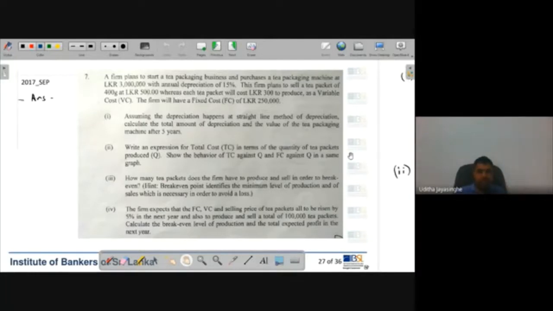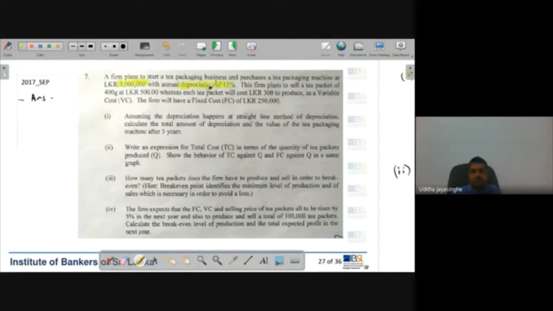Number 7. A firm plans to start a tea packaging business and purchase a tea packaging machine at 3 million with an annual depreciation of 15%. So the capital cost is going to be 3 million and the depreciation is going to be 15%. Annual depreciation 15%. Okay.